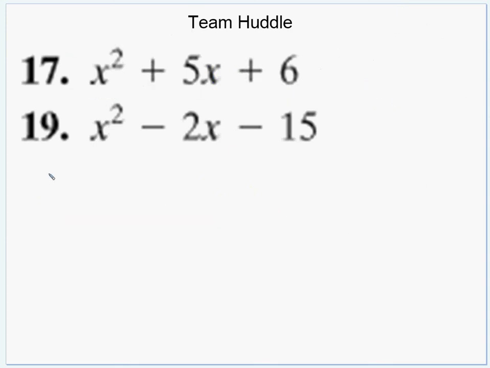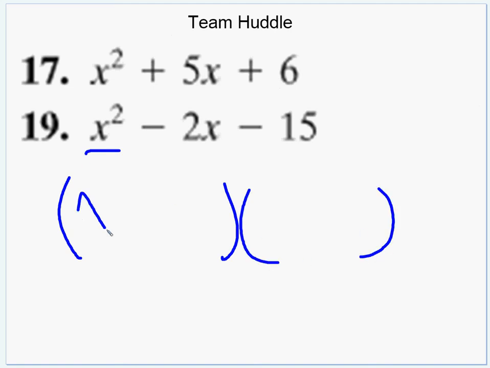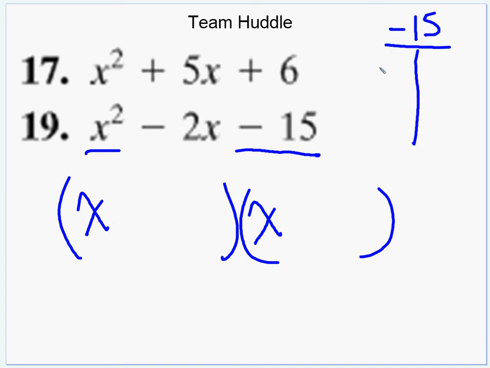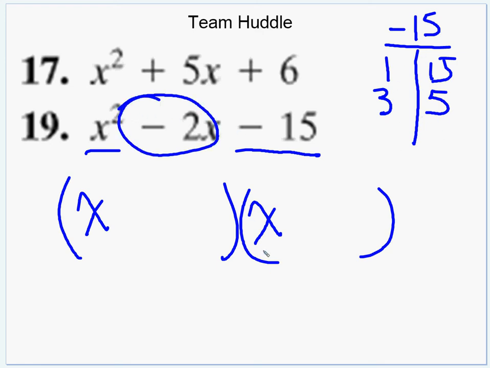And the last one, number 19. Empty parentheses, x squared comes from x times x. And then the factors of negative 15. 1 times 15, that's an ugly 5. 2 doesn't work. 3 times 5 works. 4 doesn't work. And then we're back to 5, so these would just be reversed. I want to add them up and get a negative 2 in the middle. So that'll be a minus 5 and a plus 3. Minus 5 plus 3.